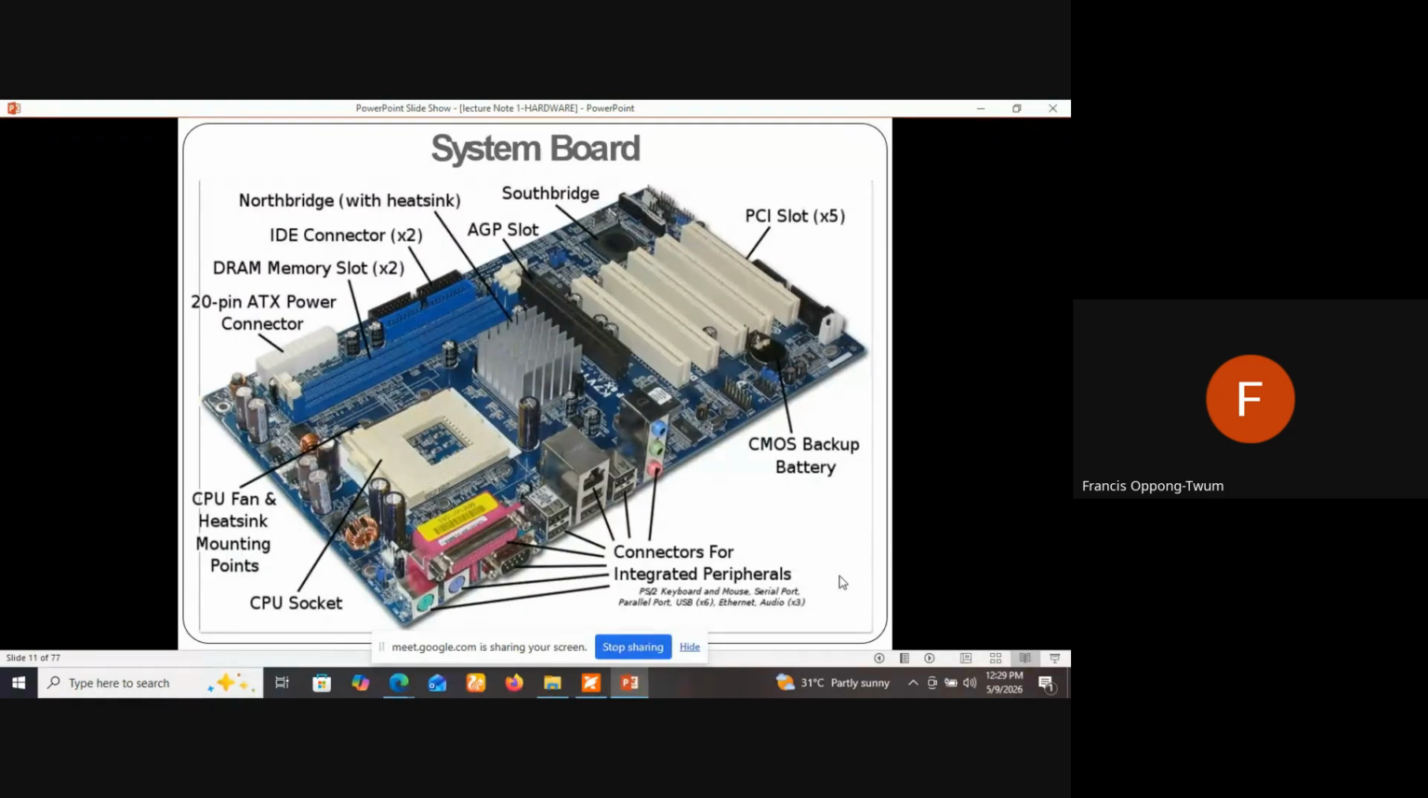Please, can you all see the screen? Can you all see the screen? Hello? Yes, sir. Can you all see the screen? Yes, I can see from here.